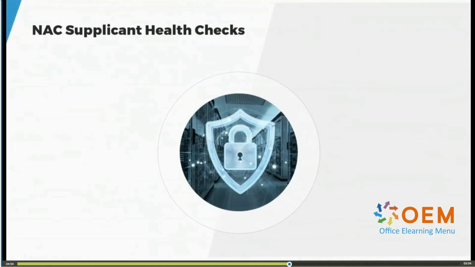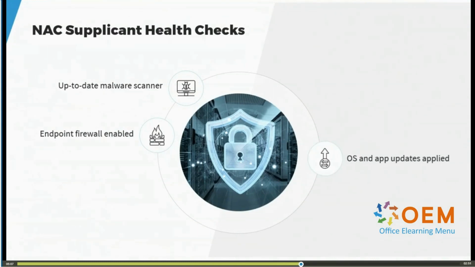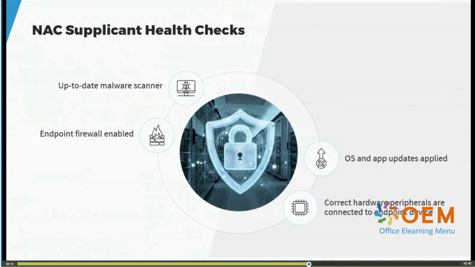Network access control can also be configured with policies that will run health checks against connecting clients to make sure they are healthy. To make sure, for example, that they have an up-to-date malware scanner, perhaps that they have an endpoint firewall solution enabled, checking that OS and app updates are applied to the connecting device. In some cases, even making sure that certain types of hardware security authentication devices are plugged in before allowing access, for example, to a VPN.